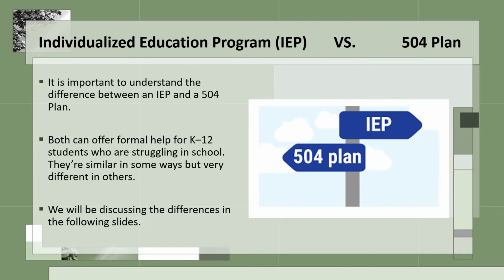So let's go ahead and talk about an IEP versus a 504. An IEP is an individualized education program. And then you have the 504 plan. It is important to understand the difference between an IEP and a 504 plan. Both of them can offer formal help for K through 12 students who are struggling in school. They're similar in some ways, but different in others. We will be discussing the differences in the following slides.